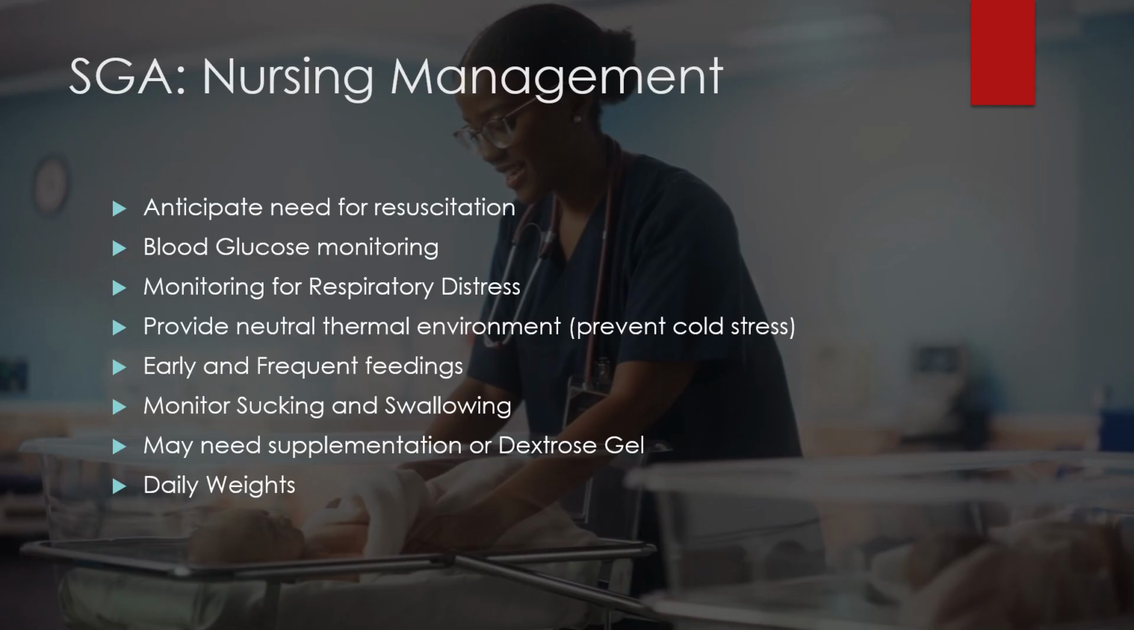SGA babies need to feed early and often. This is going to help them to regulate their blood sugar and is also essential to getting the mother's milk to come in sooner. More milk will help this baby grow and get stronger faster.